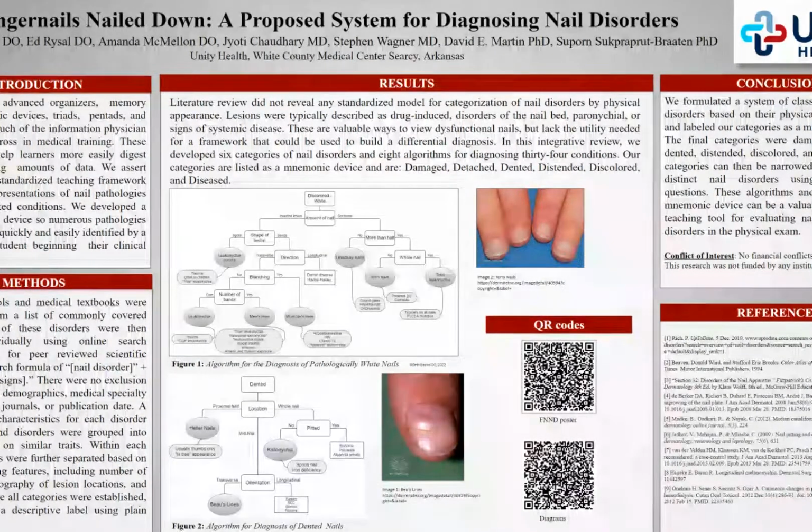So we have here two QR codes where you can scan in to find the poster itself, which I'm presenting now, as well as a list of all of the diagrams for each of the damaged, dented, detached, distended, discolored, and diseased nail algorithms that I've laid out.